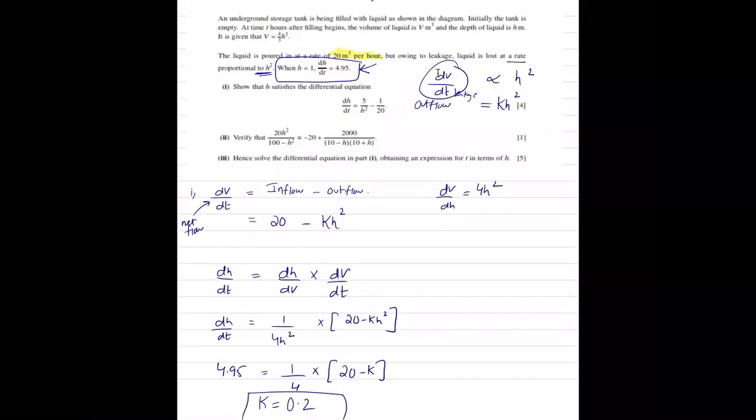So dH over dt was equal to 1 upon 4H square times 20 minus 0.2 H square. If you multiply this 1 upon 4H square with 20, you are going to get 5 upon H square. If you multiply 0.2 by 1 upon 4, you get 1 upon 20. H square and H square is going to be cancelled out. So this is what you were asked to show.